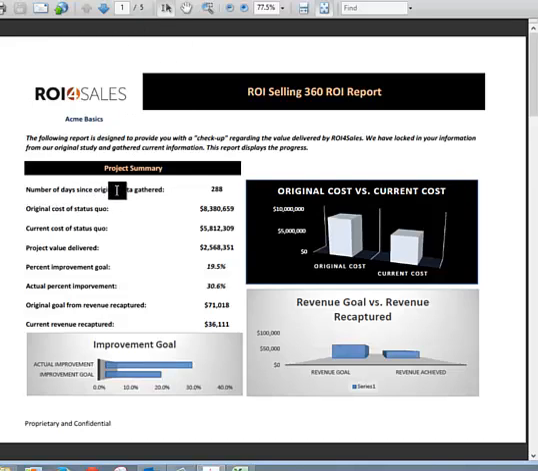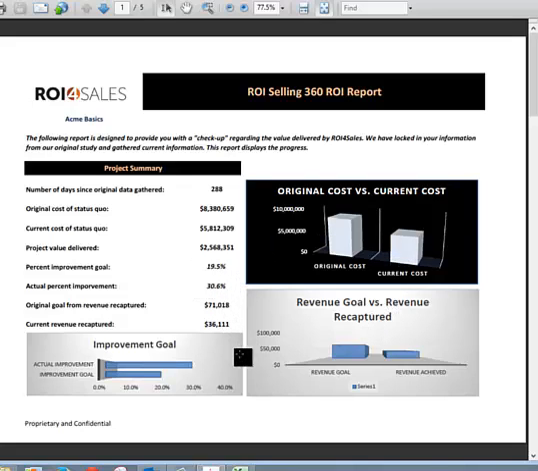But these are the number of days since data was originally gathered. I just copied this out of an earlier model, so the date won't match up with the one on the model. But this was 288 days. Here's the original cost of status quo, and this is the current cost, and this is the estimated value delivered. Improvement goal was 19.5. The actual improvement was 30%. The original goal for revenue recaptured was 71,000. And they've only recaptured 36,000. So they didn't quite make their revenue goal, but they've definitely made their cost reduction goal considerably.